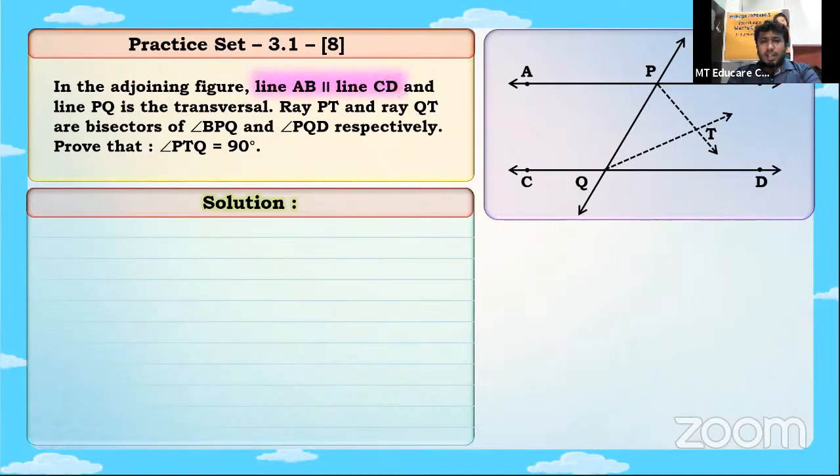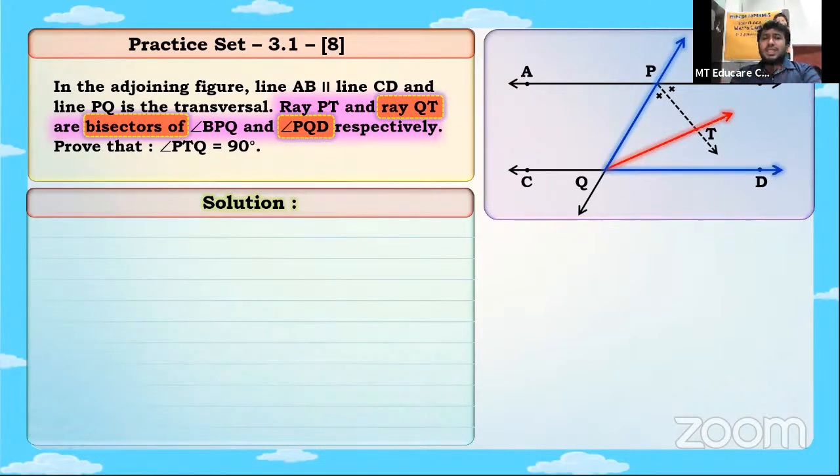In the adjoining figure, line AB is parallel to line CD. So students, can you all see AB and CD? What do we know about these two lines? Both of them are parallel, and PQ is a transversal. Ray PT, students observe ray PT. Ray PT bisects angle BPQ. Bisect means it is dividing angle BPQ in two equal parts. Those two equal parts are denoted by identical marks. Same way ray QT. Students observe ray QT is bisecting which angle? PQD.